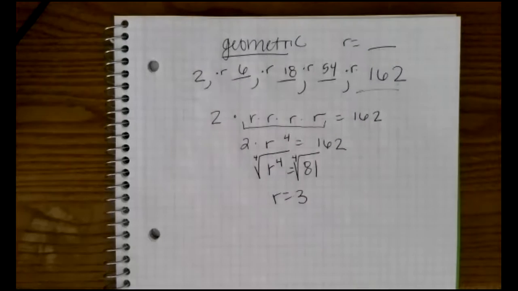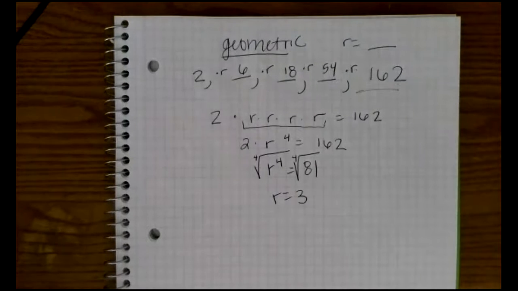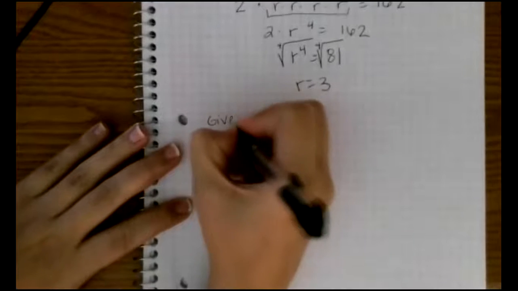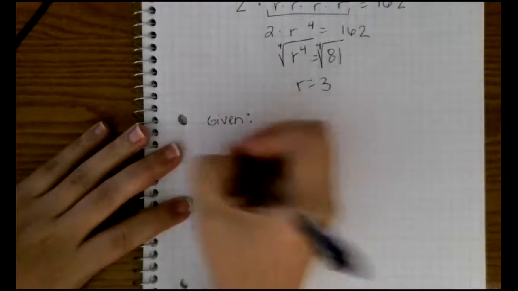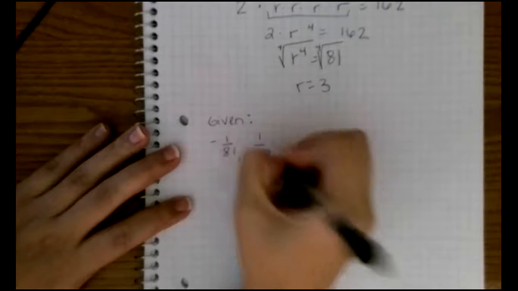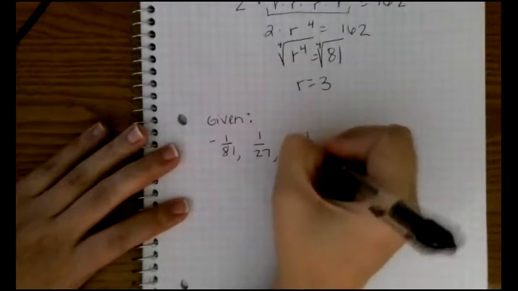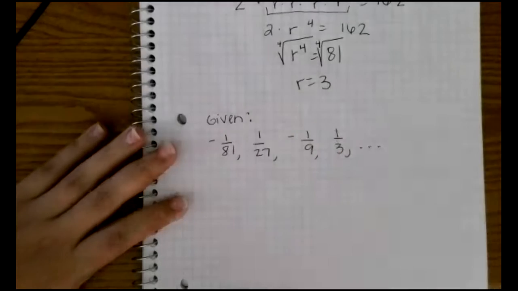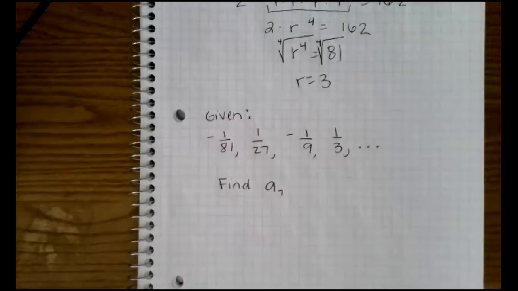All right, and then let's do a couple off of slide 8, just so we can work with some geometric sequences a little bit. We'll just do the first one there. It says we're given negative 1 over 81, comma 1 over 27, comma negative 1 over 9, comma 1/3. All right, and they are asking us to find a sub 7, the 7th term.